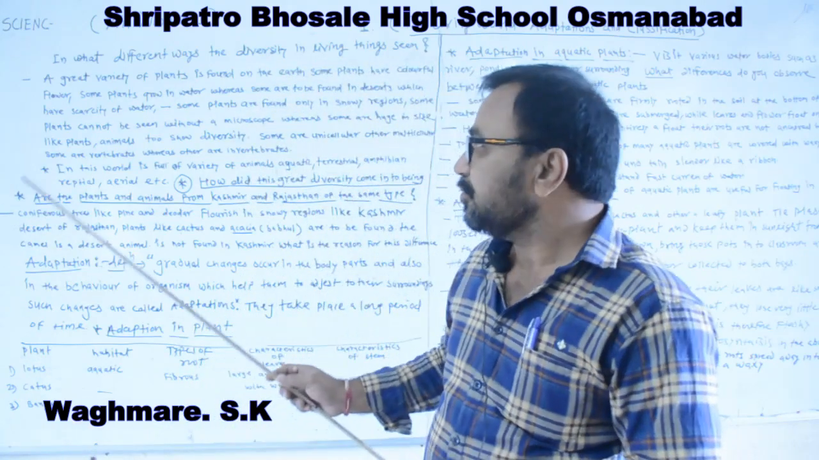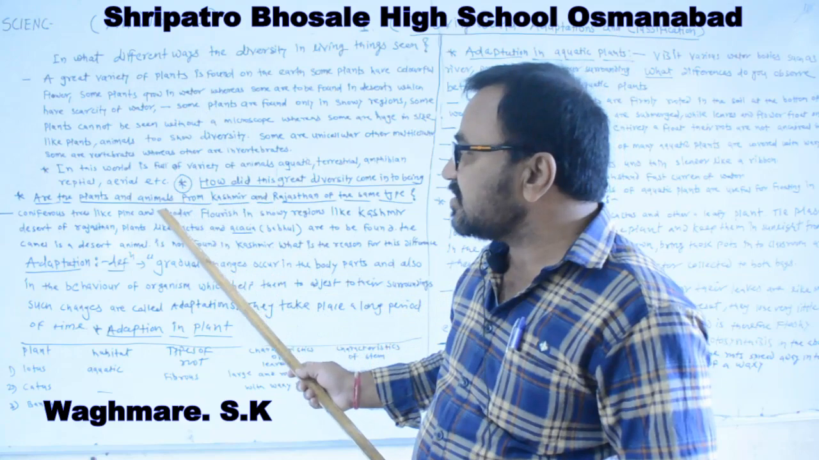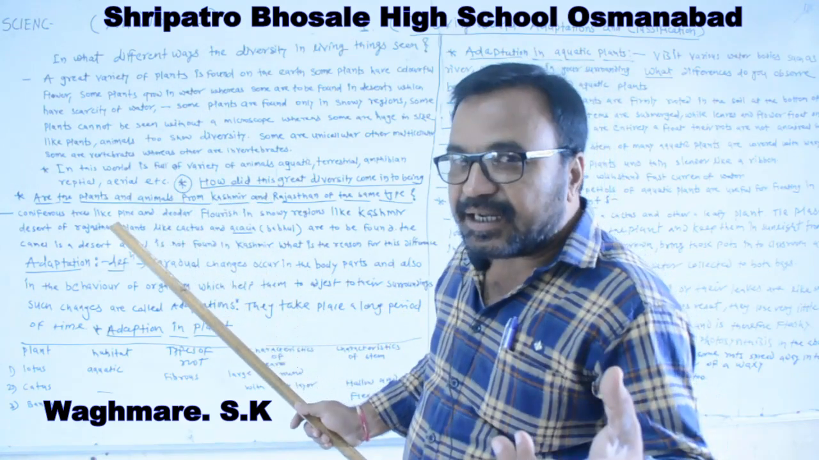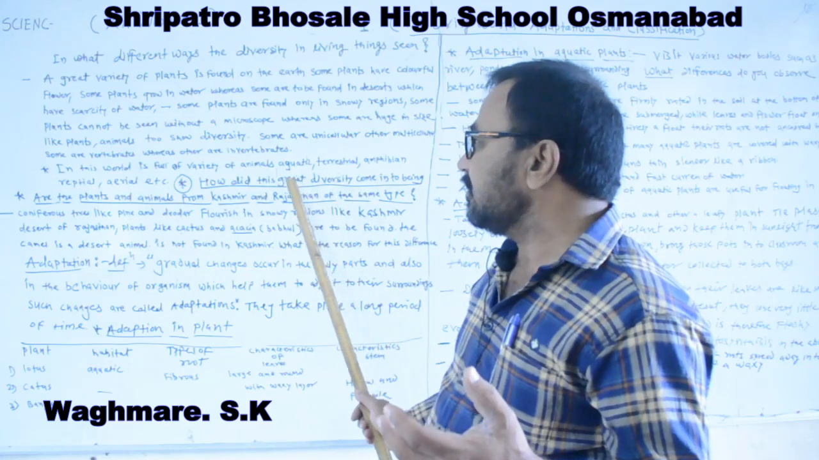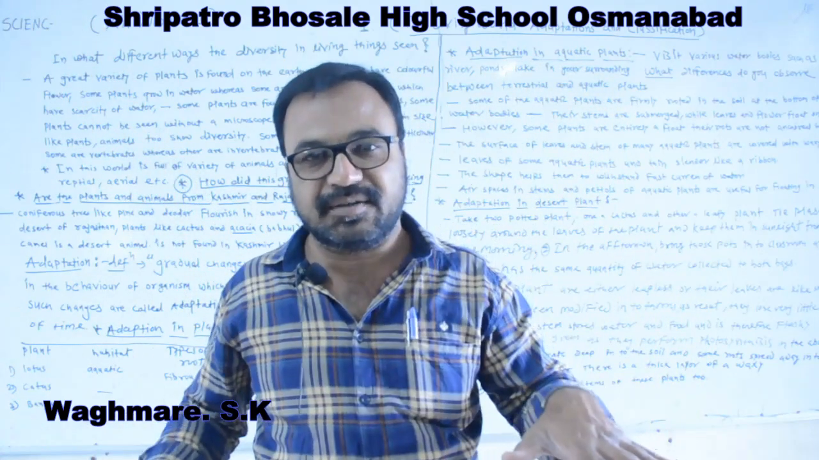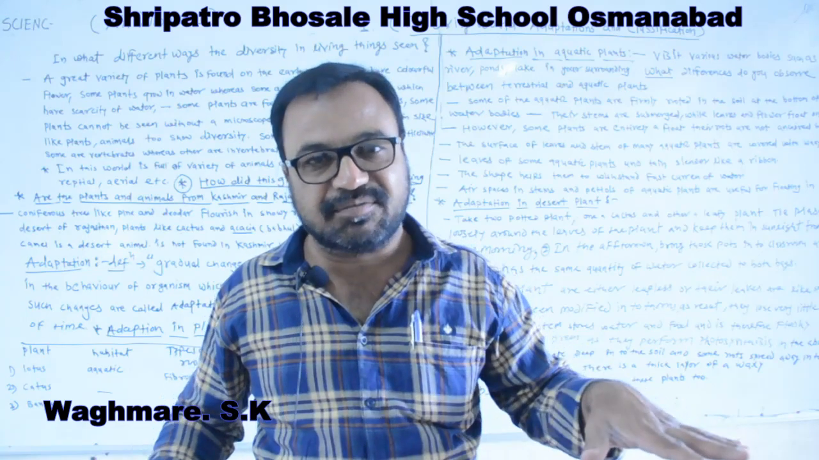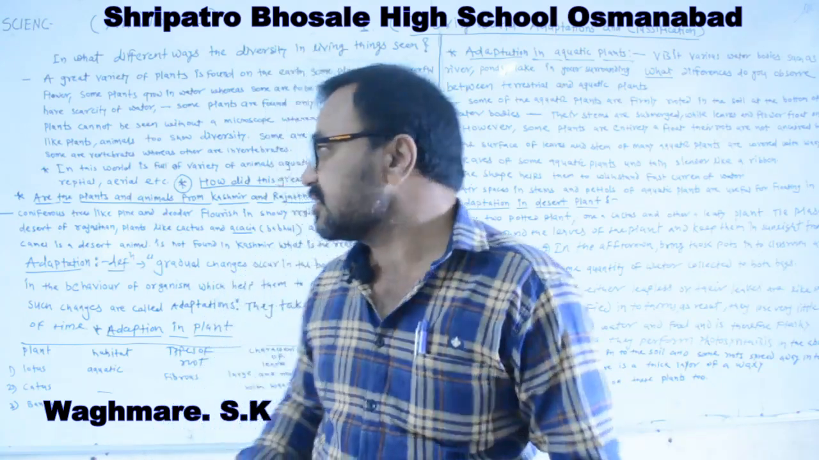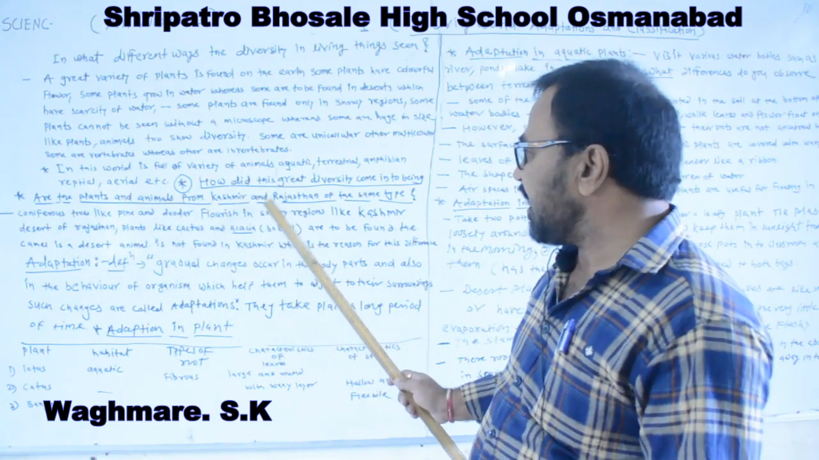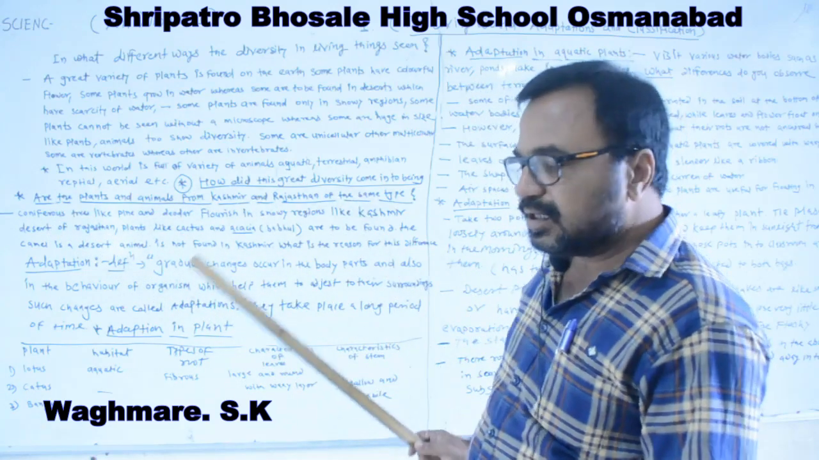In the previous minutes we discussed all these things. It means they adapt the character and they survive, and therefore the diversity is observed. Differences are observed in particular organisms. Are the plants and animals from Kashmir and Rajasthan of the same type? No.